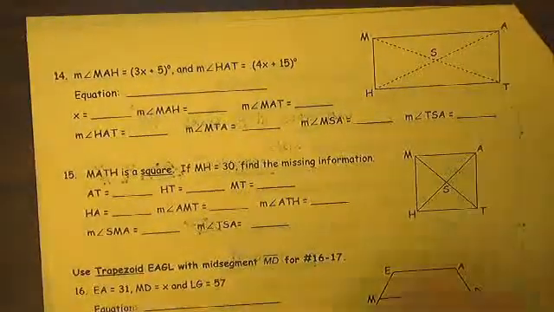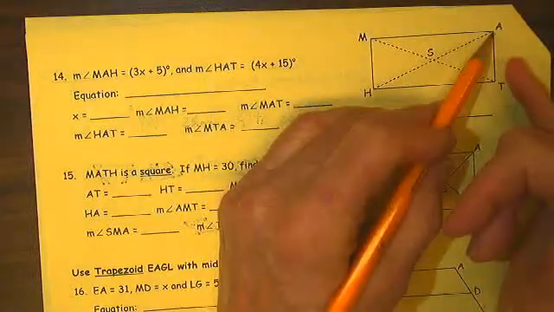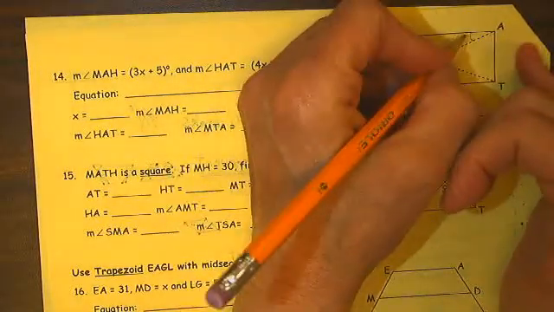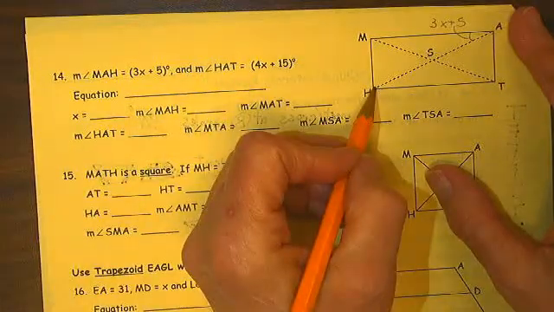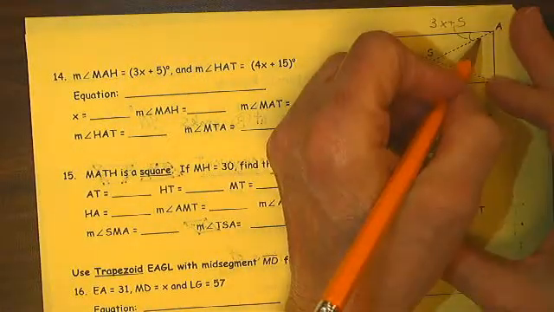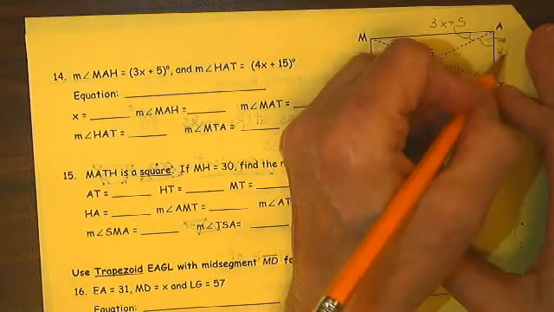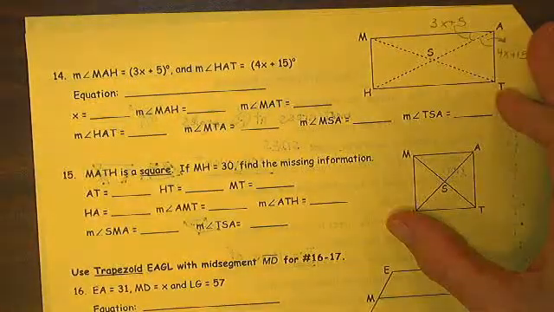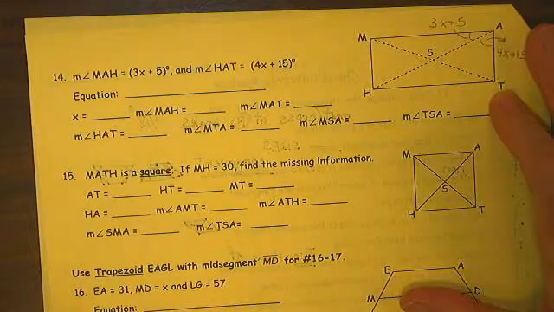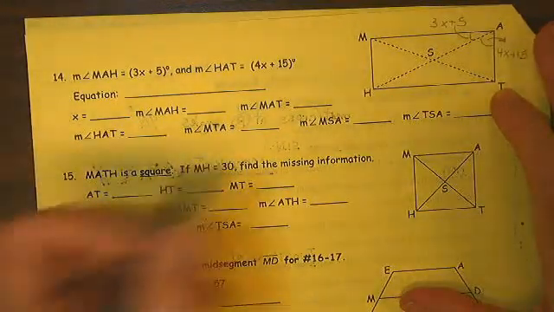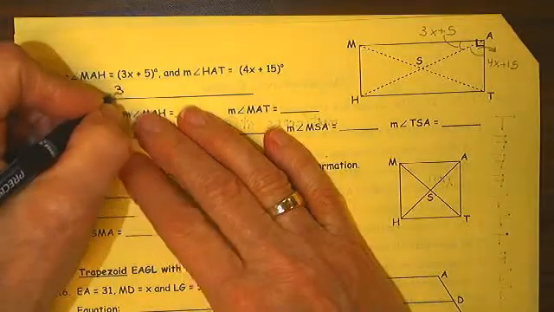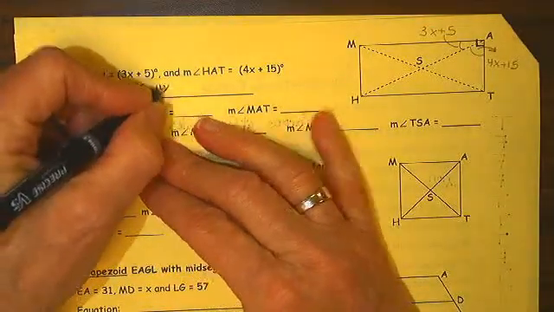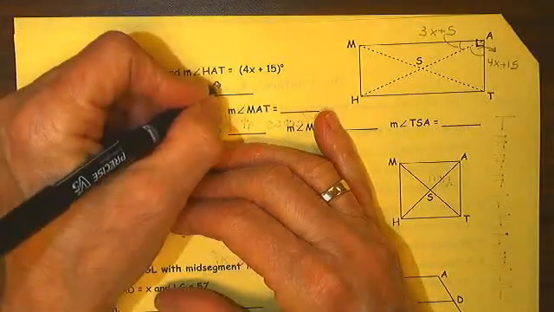Let's look at problem 14. The measure of angle MAH is 3x plus 5. The measure of angle HAT is 4x plus 15. Now we know that we have a rectangle, and we have to have all kinds of measurements. What do we know for sure? We know for sure that this is a right angle. So my first equation is 3x plus 5 plus 4x plus 15 equals 90 degrees.